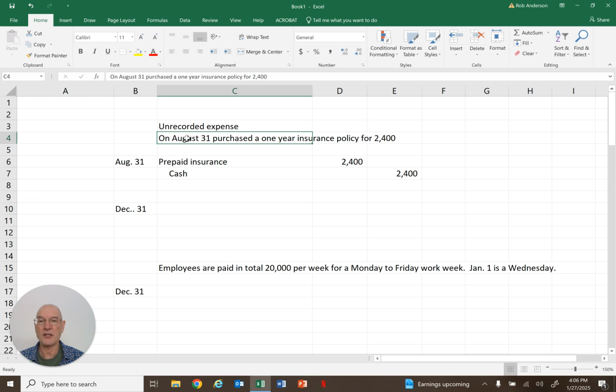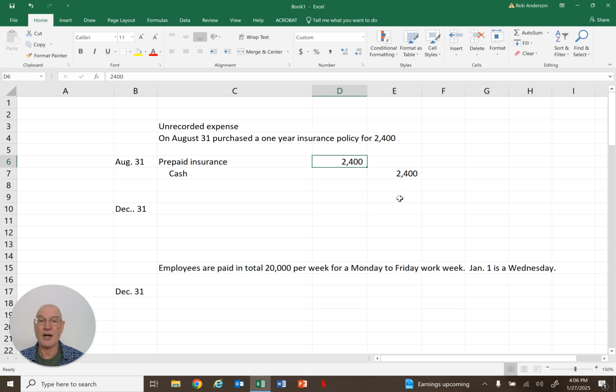First one, on August 31, we purchased a one-year insurance policy for $2,400. So a one-year policy, of course, is going to take us till August 31 next year, maybe August 30 next year. So when we bought that, it was an asset because we had not used any up yet. But let's look at what we've used. Now, I kept the number nice here. $2,400 for a year, we can divide that by 12, right? So if we divide 2,400 by 12, we're going to get 200 per month.